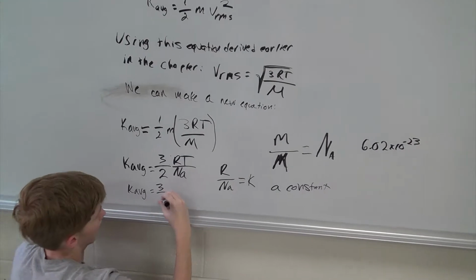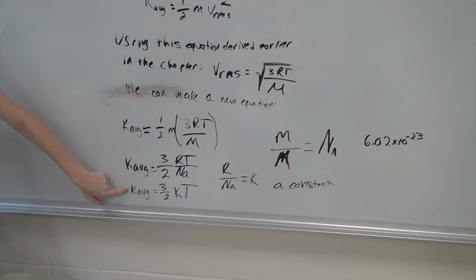However, R over NA is a constant, defined as K. R is the gas constant, and NA is Avogadro's number. So these are constants, and R over NA is K, which can be substituted into the equation to give us the average kinetic energy of an ideal gas: 3/2 kT.